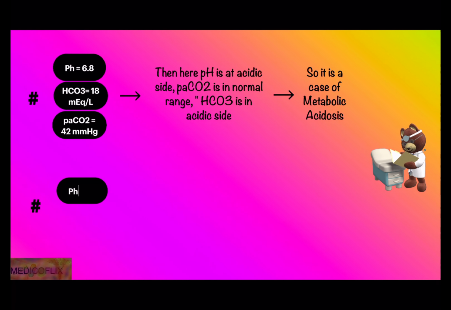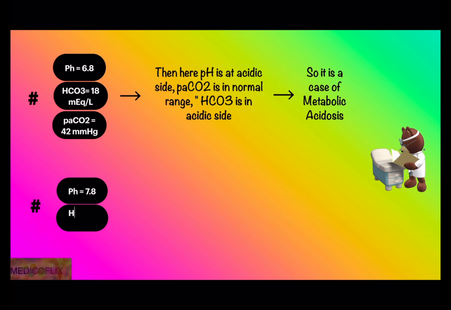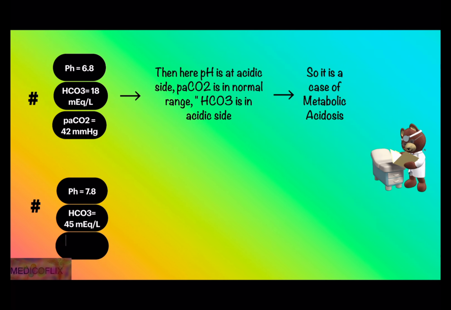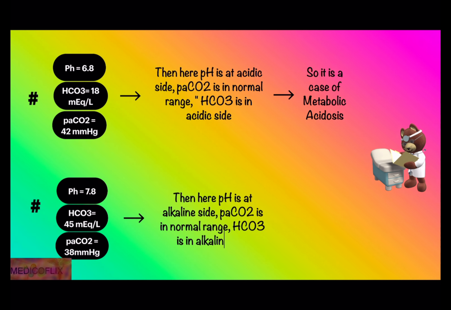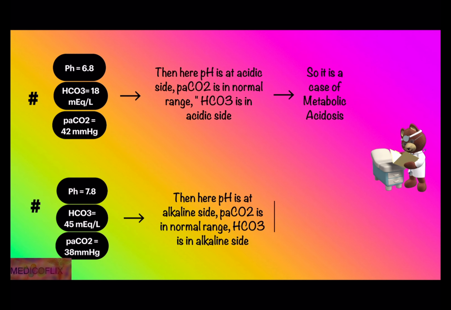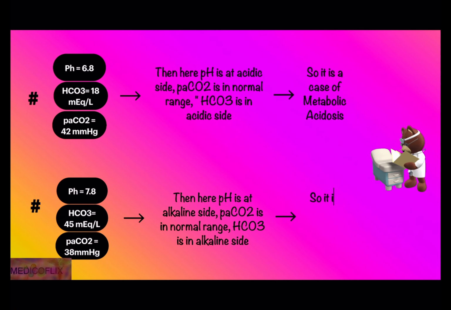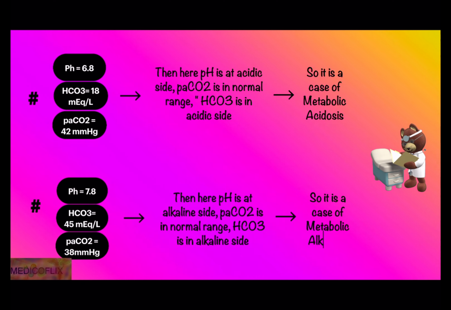Let's see another example where pH is 7.8, bicarbonate is 45 MEq per liter, PaCO2 is 38 mmHg. Then here pH is at alkaline side and PaCO2 is in normal range. Bicarbonate is on the alkaline side. So pH is alkaline and bicarbonate shows metabolic condition. So it is a case of metabolic alkalosis.